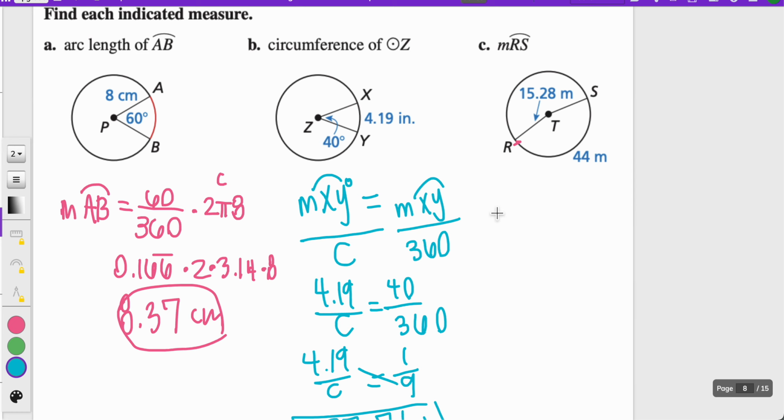And then we'll go ahead and do letter C here. The arc length of RS is what we're looking at, so I can find that by taking the 44 measurement of the arc length, dividing it by circumference, 2 pi r, is equal to the measurement of RS, which in this case I do not know the degrees yet, so let's just label that x, and then divided by 360. So the first thing I'm going to do is 44 times 360.